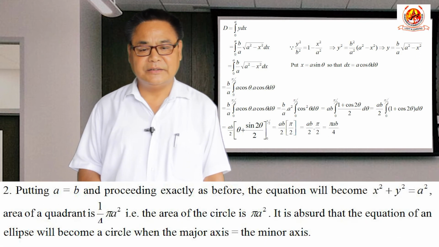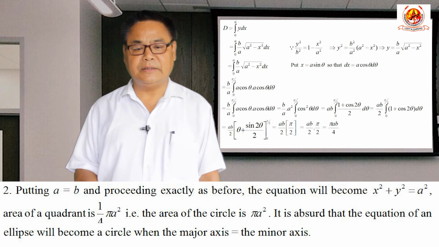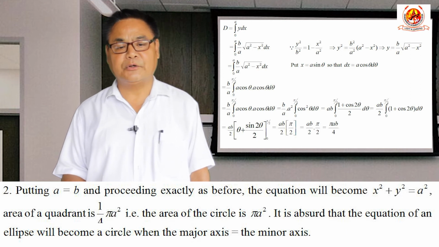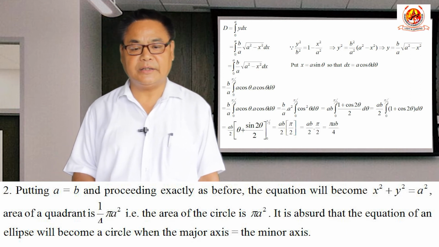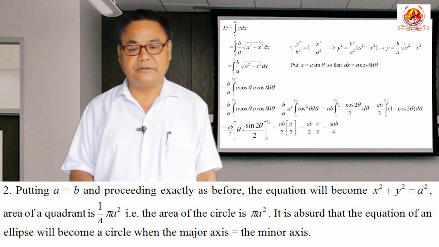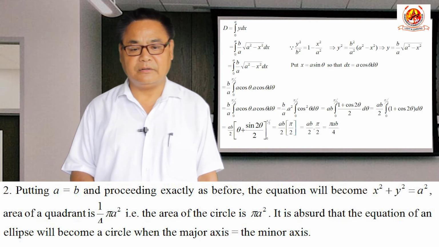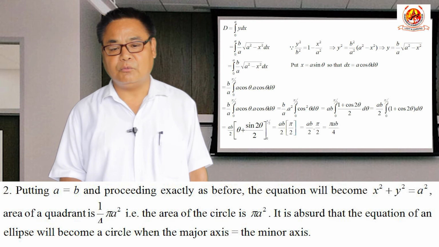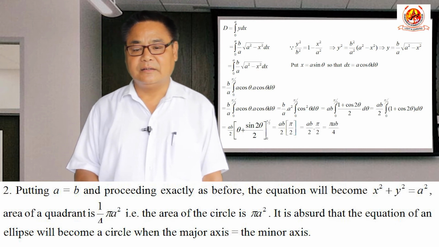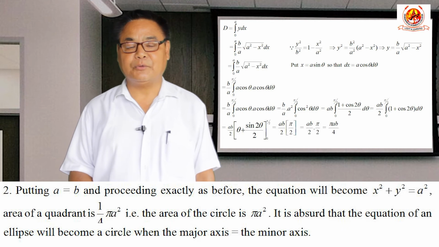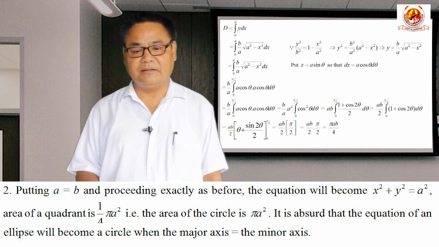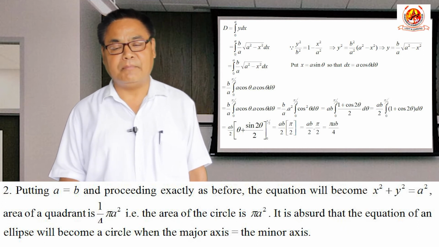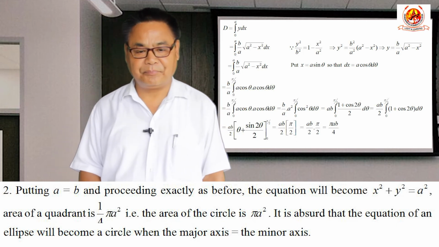Second one is, this is very important, putting a equal to b, that means major axis is equal to minor axis, and proceeding exactly as before, the equation will become x square plus y square is equal to a square, which is the equation of a circle. Here the radius will become automatically a. Area of a quadrant becomes 1 by 4 pi a square. That is, the area of the circle is pi a square, as you know. It is not absurd that the equation of an ellipse becomes a circle when the major axis equals the minor axis, as I have shown in the figure.